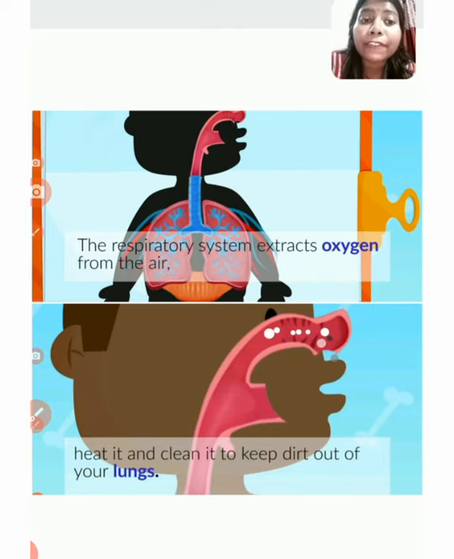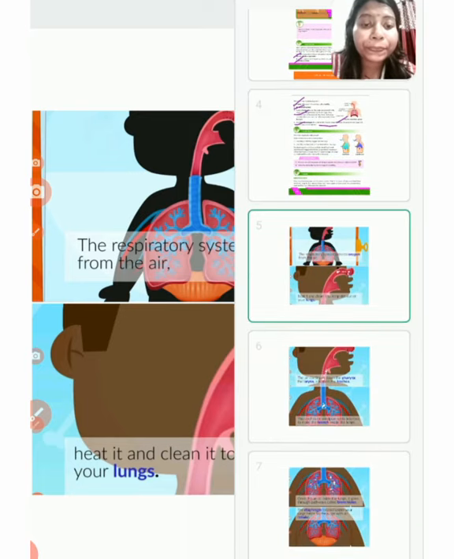This is the activity of the nasal hairs. Okay, the nasal hairs heat and clean. It cleans the dirt out of your lungs. So in the form of carbon dioxide, which we breathe out. Clear? Okay, next you see.